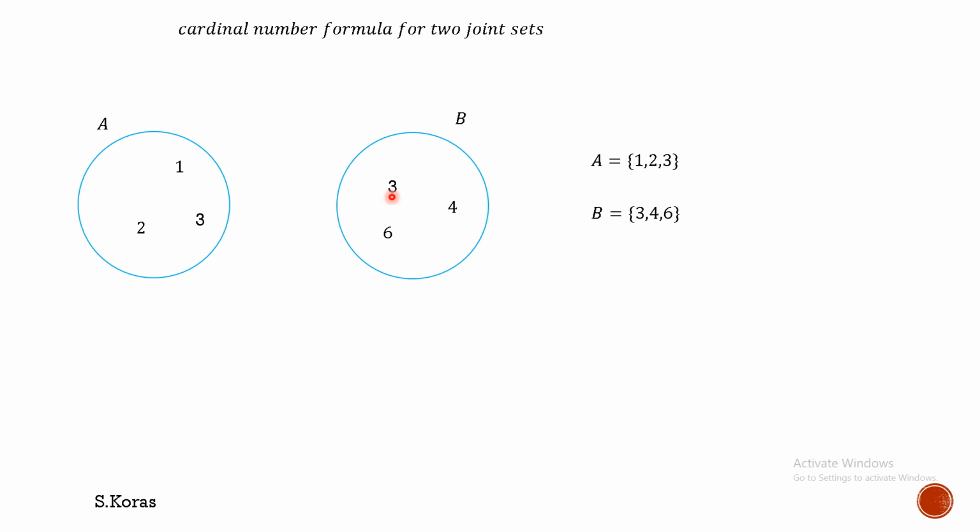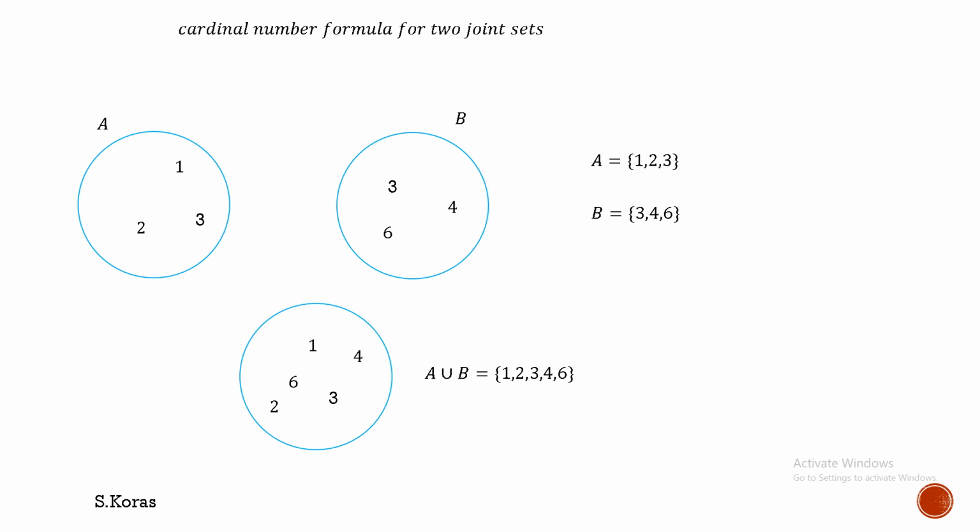Now again we are going to find A union B. Then what will be your A union B if we unite these two sets? 1, 2, then 3, then we have to write 4 and we have to write 6. We cannot repeat an element which is common to both the sets more than once. So our result is 1, 2, 3, 4, 6. So this is our A union B.